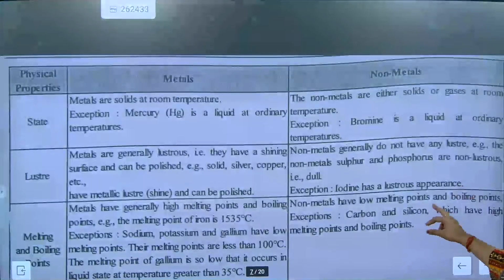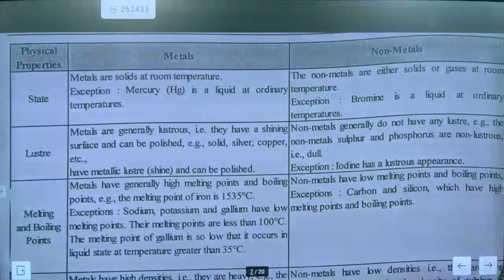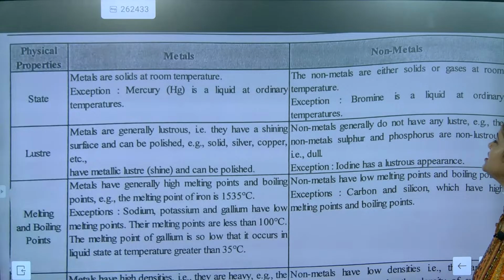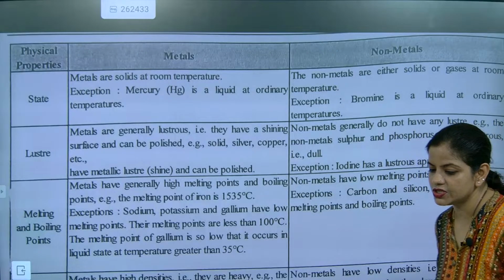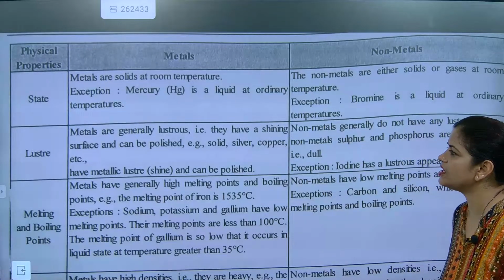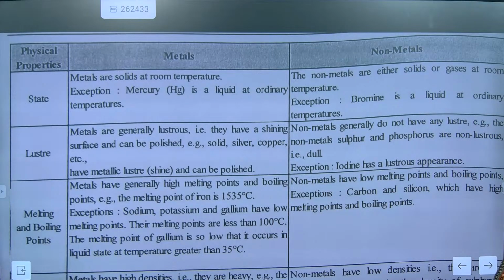So let's look at the differences. Who is solid? Metal. Exception? Mercury. Here, non-metals are either solid or gases, but bromine is liquid at ordinary temperature. So these are the differences between metals and non-metals. Luster: who is having luster? Metals have luster; we can polish them and they will have a shining surface. But non-metals are dull, except which one? Iodine has a lustrous appearance. Understood?